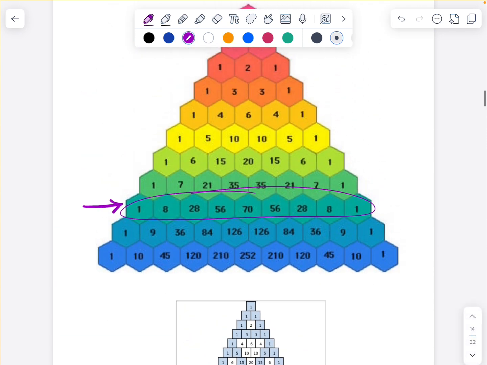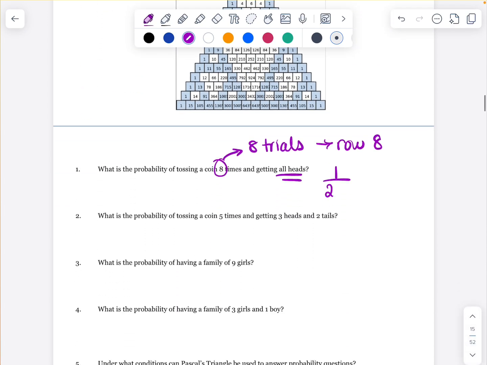And then if I add up all of these numbers, I'm actually going to get 2 to the 8th. We'll talk more about why that happens later. But that should be 256. So the probability of that happening is 1 out of 256 trials that you actually get all 8, or like 1 out of 256 attempts.